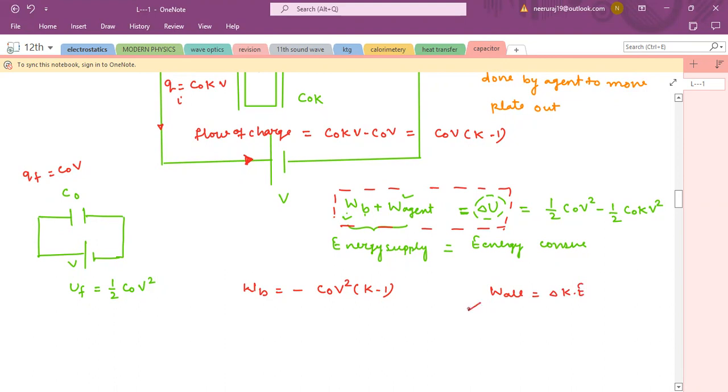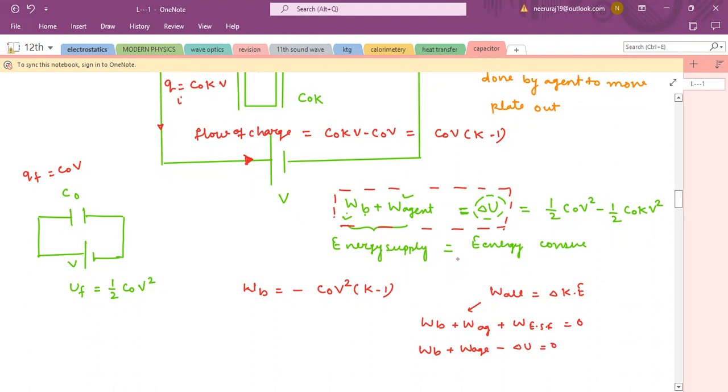So work done by all forces is work done by battery plus work done by external agent plus work done by electrostatic force equals change in kinetic energy, which is 0. And you know, work done by battery plus work done by external agent equals minus change in potential energy. It becomes the same formula.